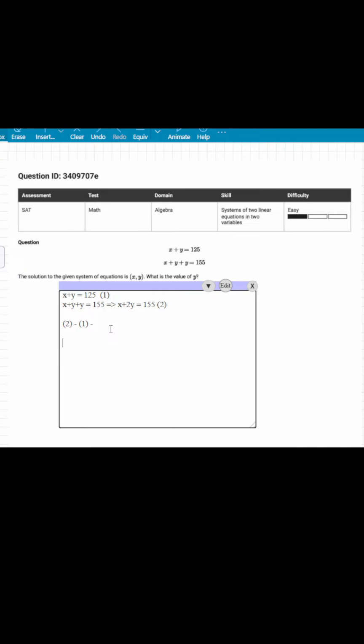So we'll get x plus 2y minus x plus y is equal to 155 minus 125, which is 30. So this will be x plus 2y minus x minus y, which will be y is equal to 30. So this is our answer. Y is equal to 30.